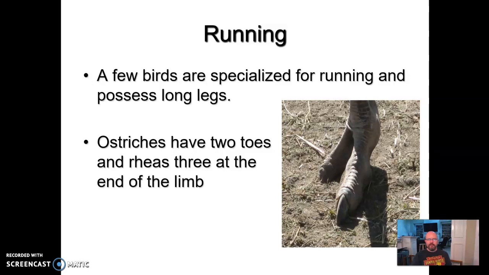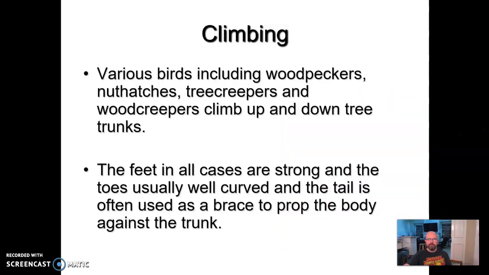Rheas use 3 at the end of their foot. So kind of interesting that they have evolved to using less toes to move really fast on land and have lost the ability of flight.